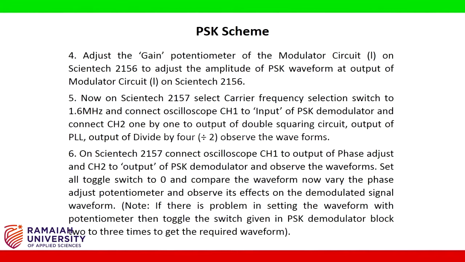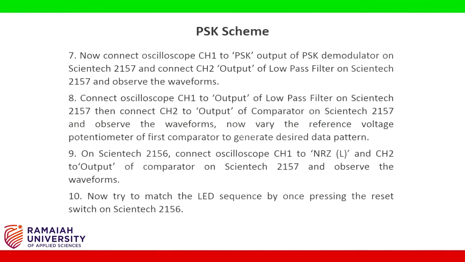Now, vary the phase adjust potentiometer and observe its effects on the demodulated signal waveform. Note, if there is problem in setting the waveform with potentiometer, then toggle the switch given in PSK demodulator block 2 or 3 times to get the required waveform. Now connect oscilloscope channel 1 to PSK output of PSK demodulator on Syntec 2157 and connect channel 2 to output of low pass filter on Syntec 2157 and observe the waveforms.